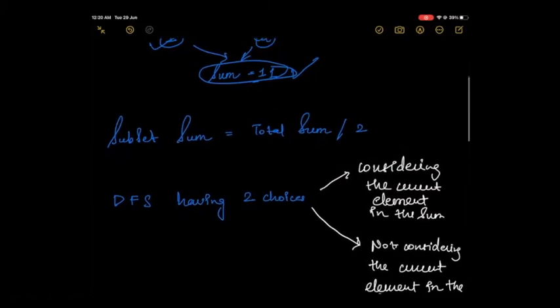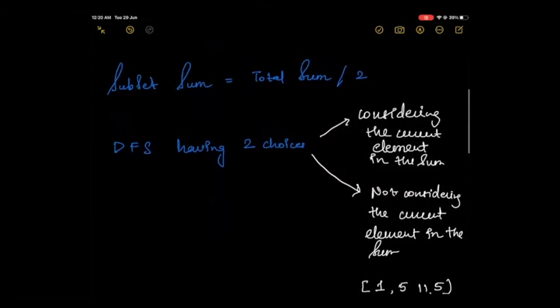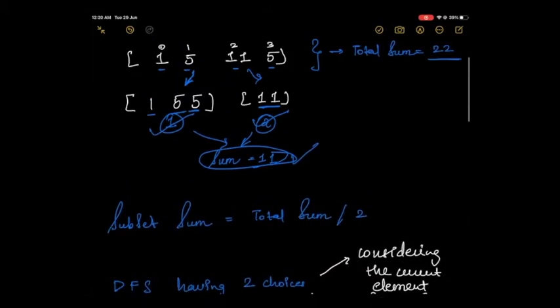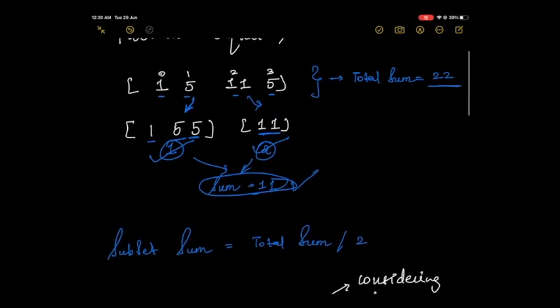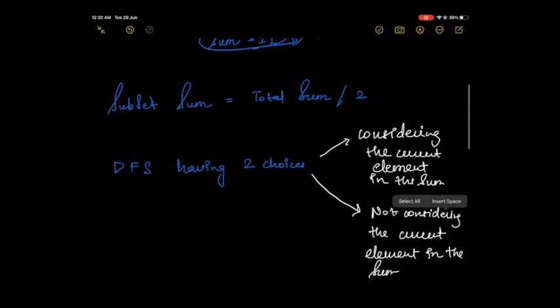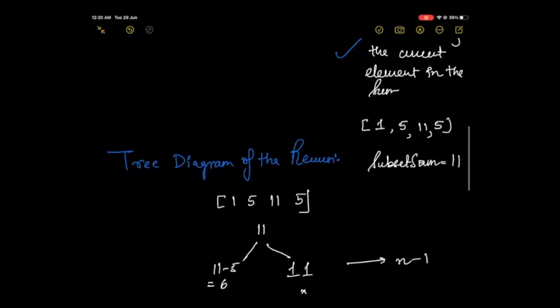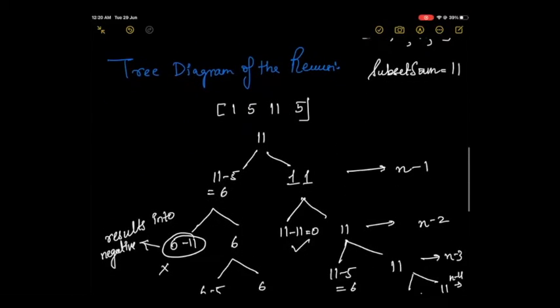For that, we consider every element and check the possibility of putting it into one half or the other half. So for that, we'll be applying DFS. In DFS, we'll be having two choices. One is considering the current element, and the next is not considering the current element. Let's understand it by a recursive tree diagram.